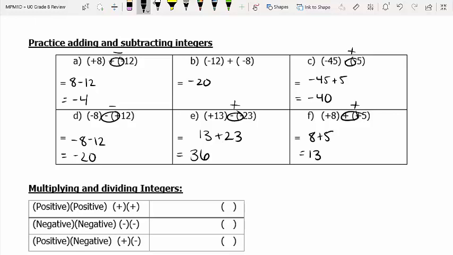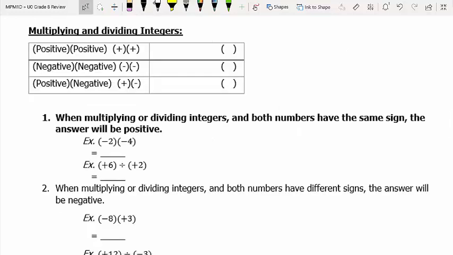Let's now look at multiplying and dividing integers. So the first thing you need to be aware of is when you multiply two positive numbers together, your answer is always going to be positive, because two positives is just a positive. When you multiply or divide two negative numbers together, your answer is going to be positive. And when you multiply or divide a positive number with a negative number, your answer is going to be negative.